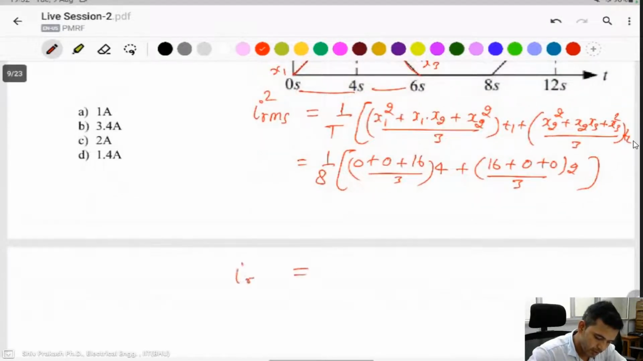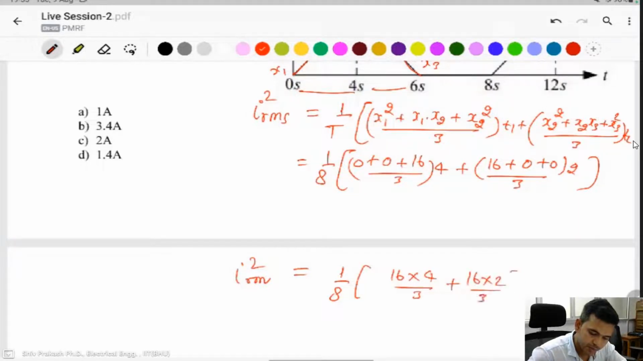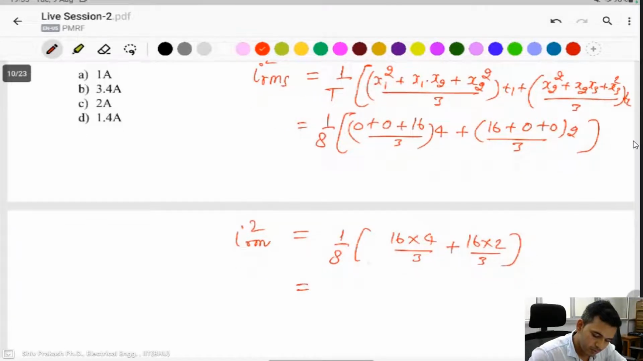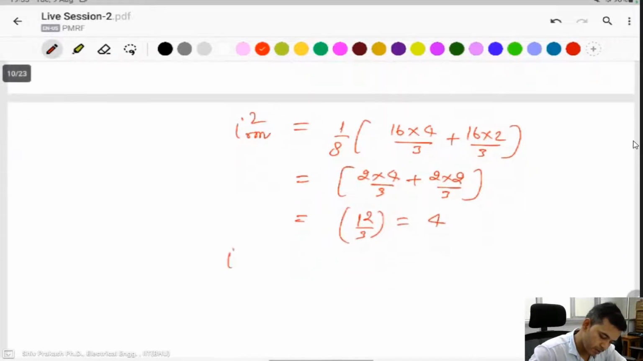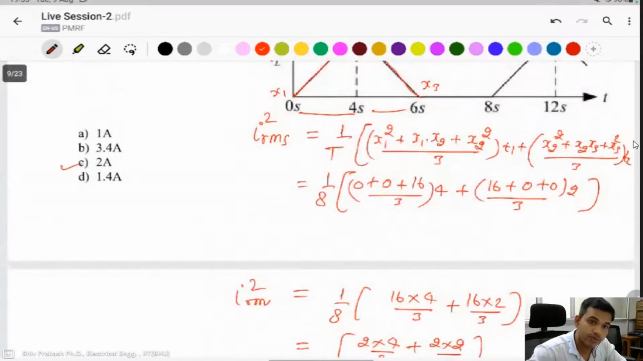And you find I RMS is equal to 1 by 8 into 16 into 4 divided by 3 plus 16 into 2 divided by 3, which is 12 by 3, which is 4. I RMS is equal to 2. So yes, correct.